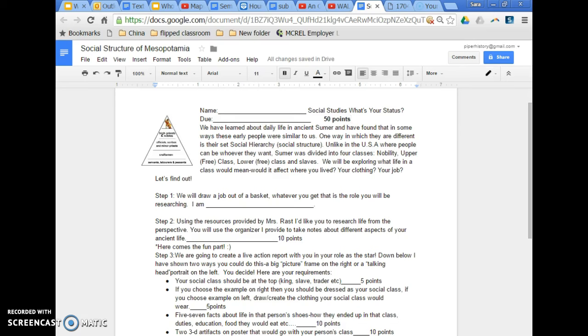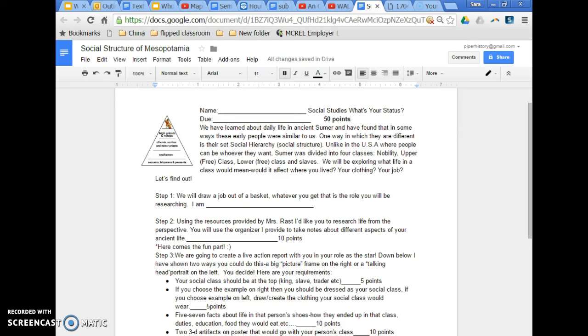So what we're going to be looking at is their four classes, which were the nobility, meaning the free upper class, the lower free class, and slaves. And we will be putting ourselves into their shoes and seeing how your life would be different and what your typical day would be like.